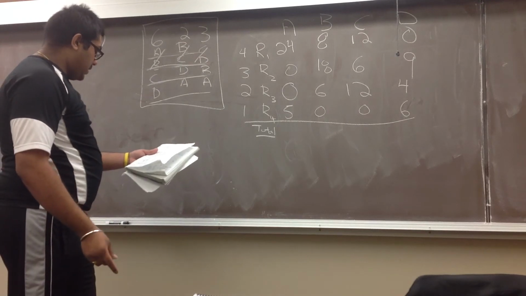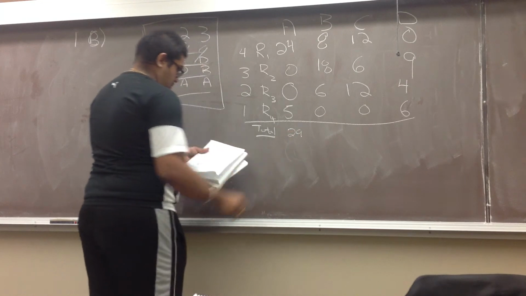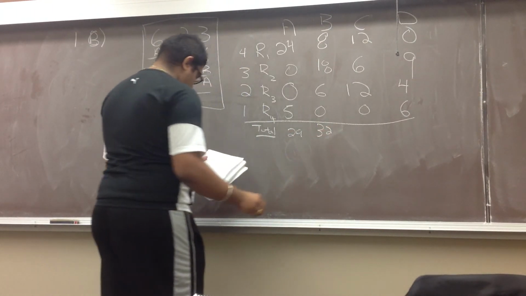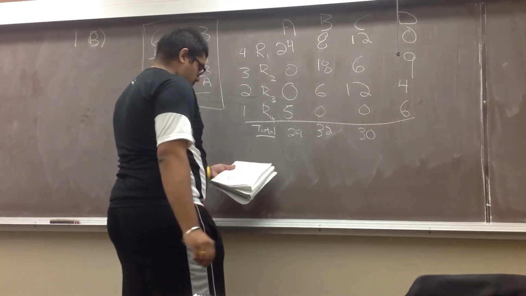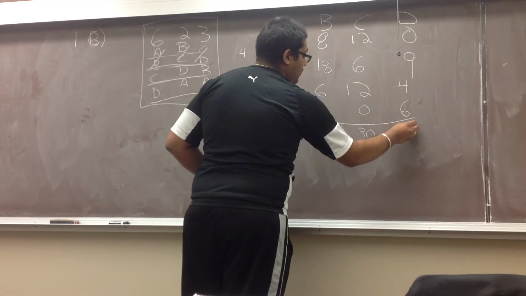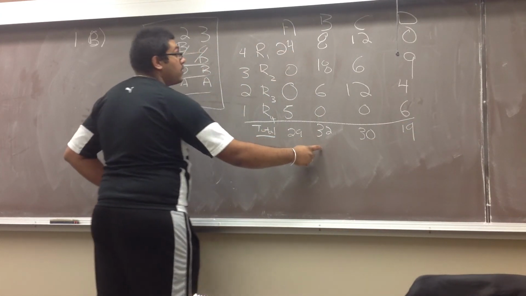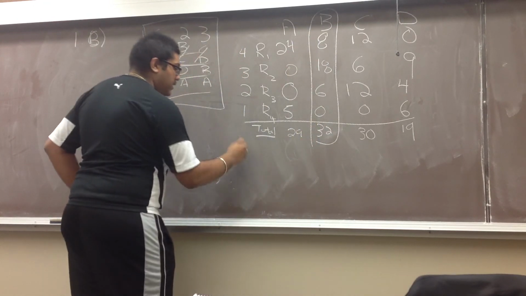If you total it all up, A has 29. B has 32. C has 30. And D has 19. As you can see, the highest total, which would be 32, is B. So the final answer is B.